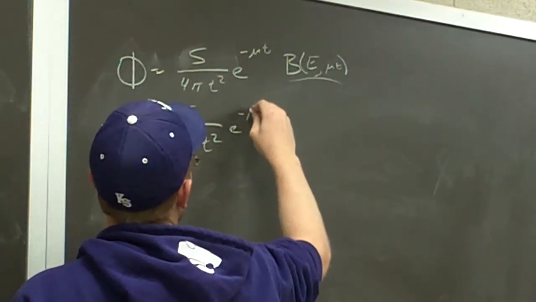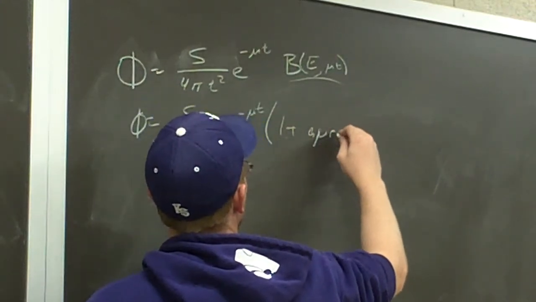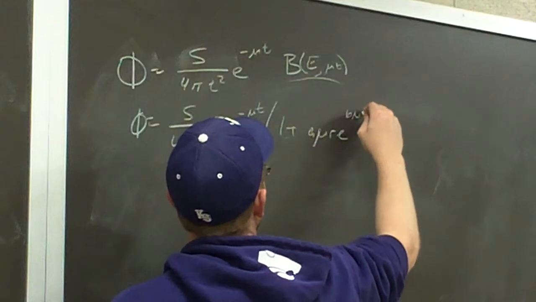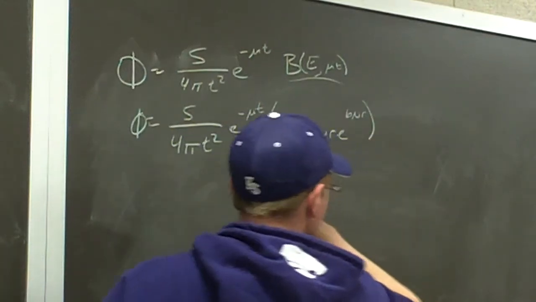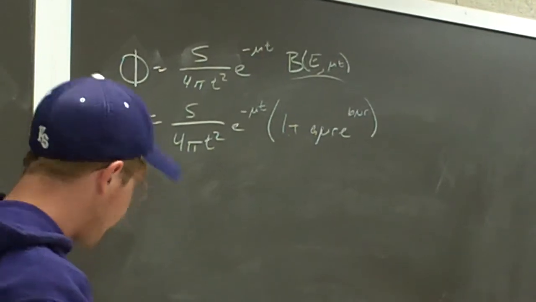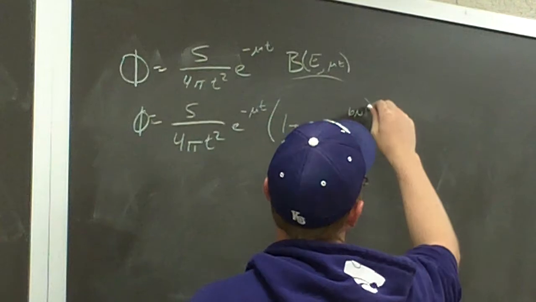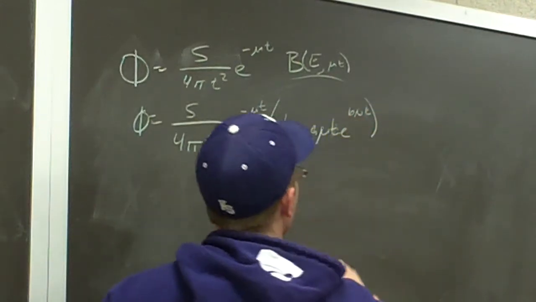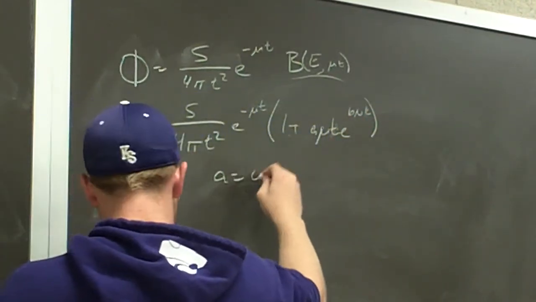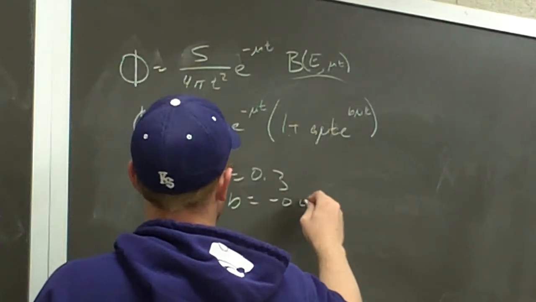1 plus a mu r e to the b mu r. This is for lead. And we want those r's to be t's. Yeah, thank you. Just make sure. Where a is equal to 0.3, b is equal to negative 0.015.